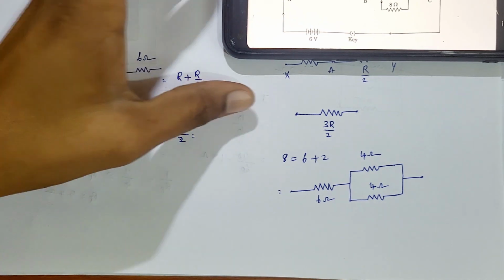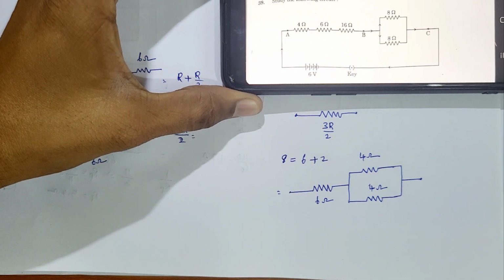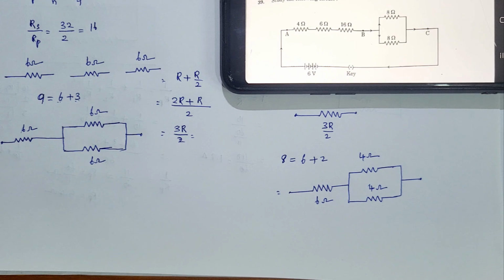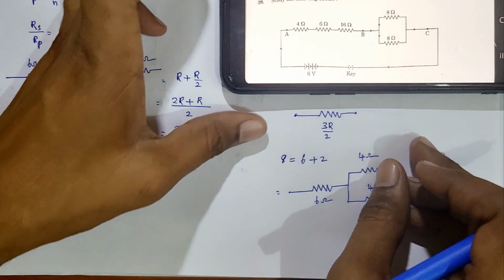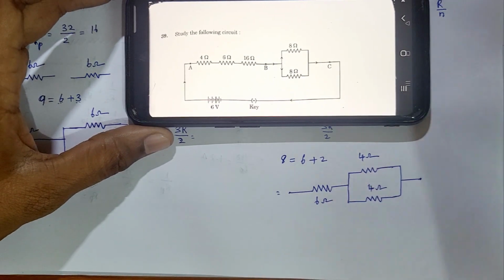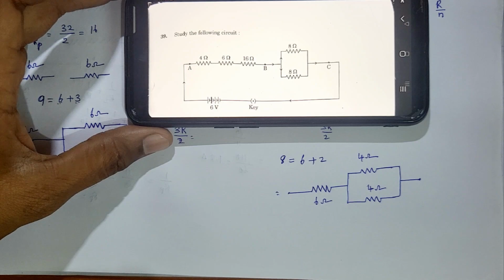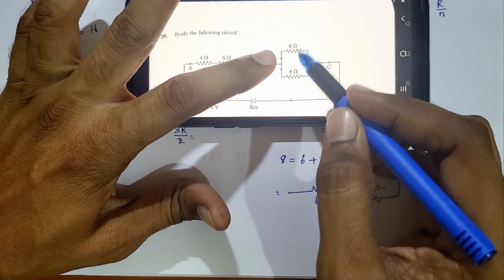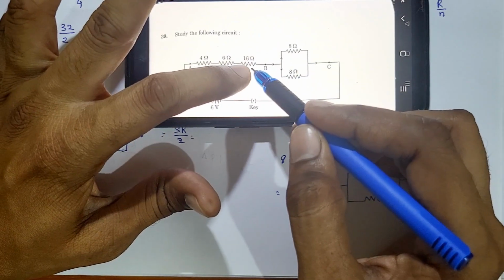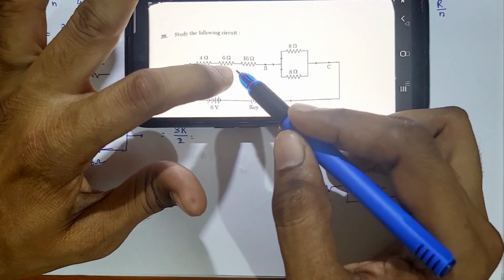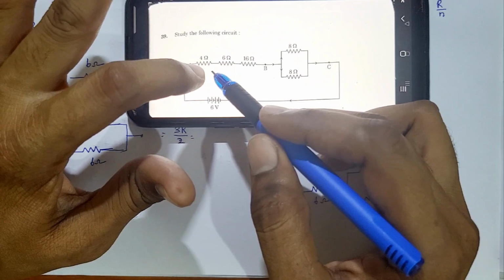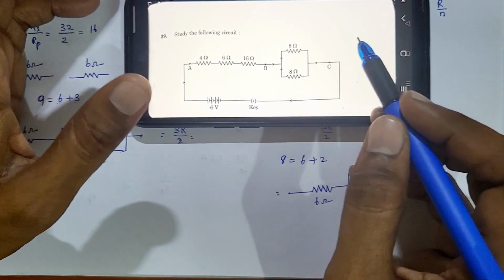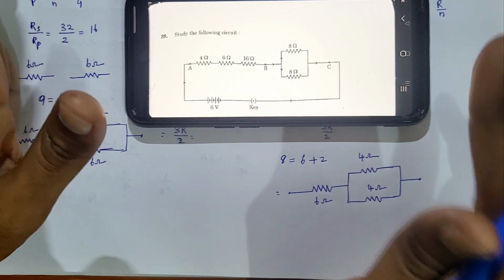Now let us look at this question next. By this time you should be able to solve these questions on your own, so I am going to give you the explanation directly. We have to find the equivalent resistance of this circuit diagram. 8 and 8, 4. 8 and 8 parallel becomes 4. 4 plus 16, 20. 20 plus 6, 26. 26 plus 4, 30. So the equivalent resistance of this circuit diagram is 30 ohm.